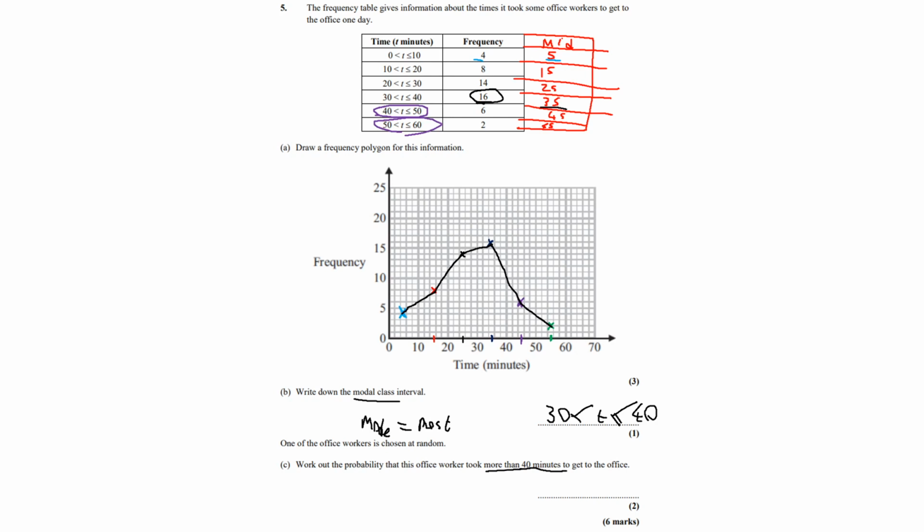How many people was that in total? Well, 6 plus 8 is equal to 14. How many people are there in total? 4 plus 8 plus 14 plus 16 plus 6 plus 2, which is equal to 50 people. So the probability is just going to be 14 over 50. And because it's a probability, you don't need to simplify it.